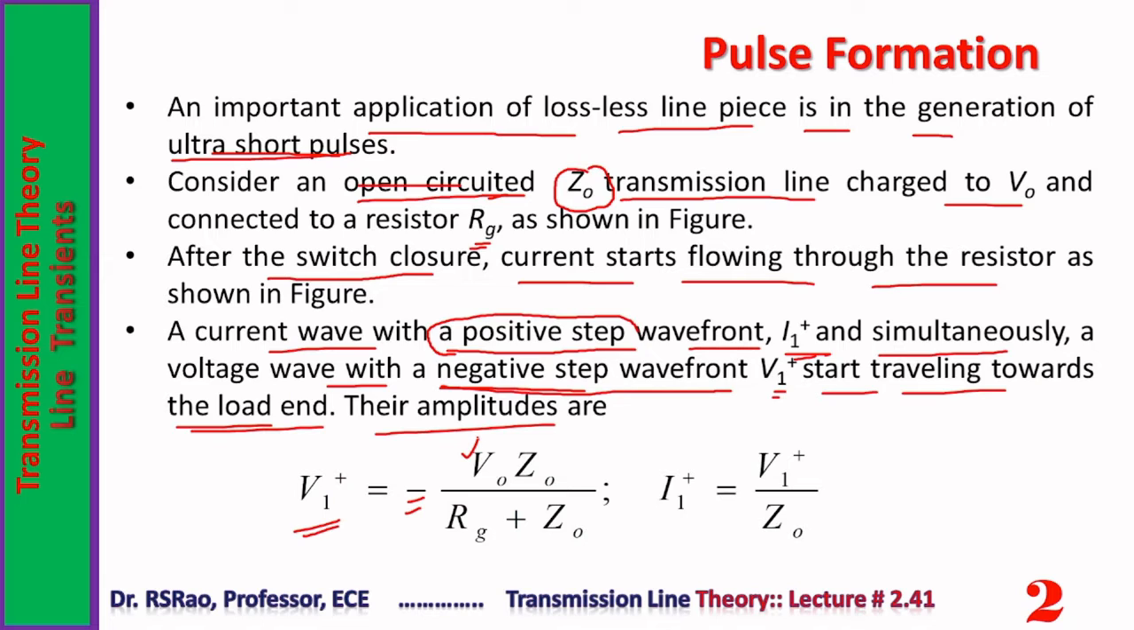V0 is the voltage to which the line is charged initially. Z0 is the characteristic impedance of the line. Rg is the resistance that is connected across the line at the source end. So the amplitude of the voltage step V1 plus is given by this formula, whereas the amplitude of the current step I1 plus is equal to V1 plus by Z0.